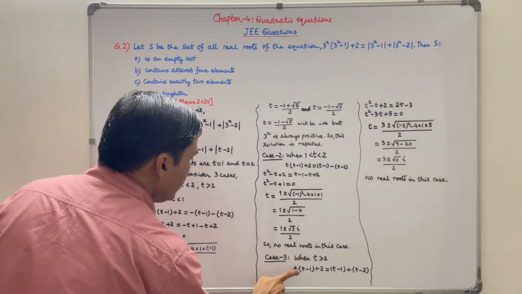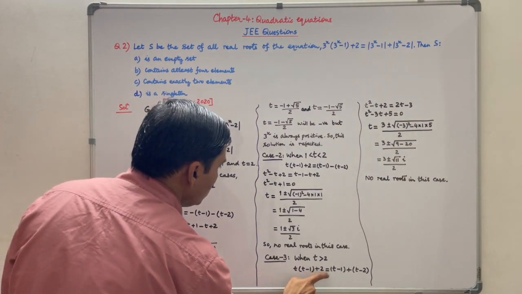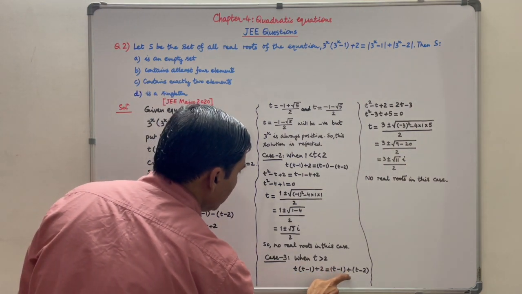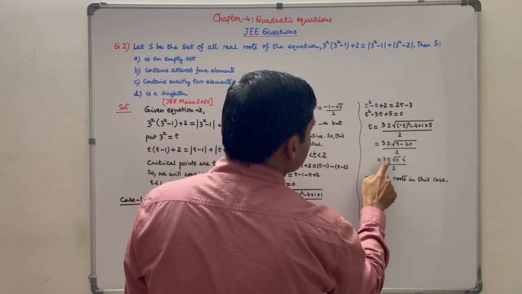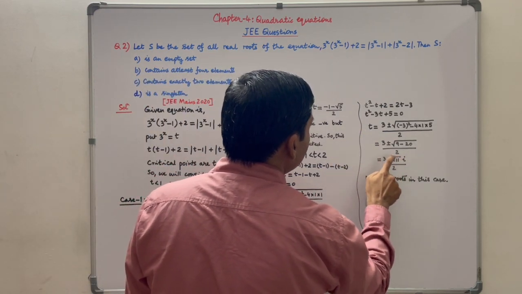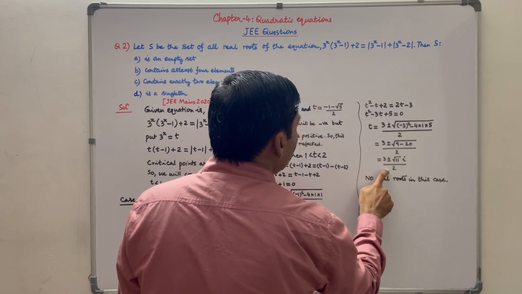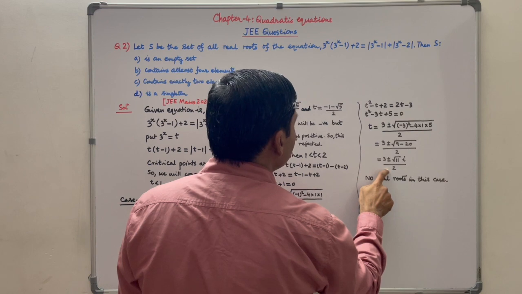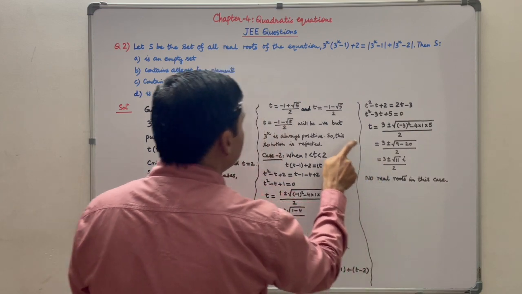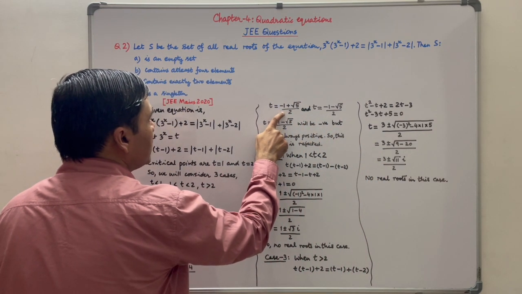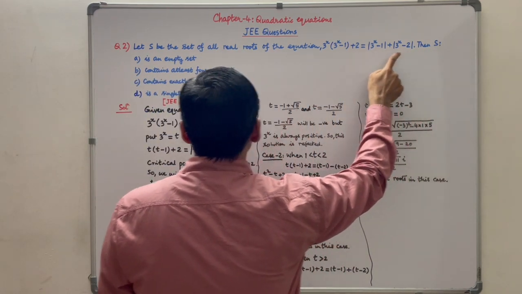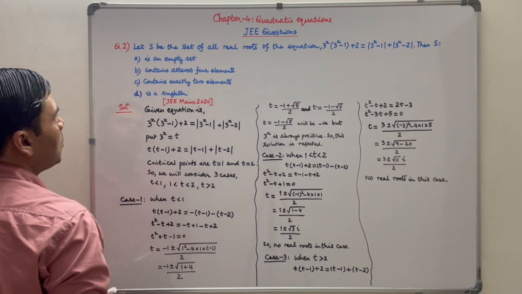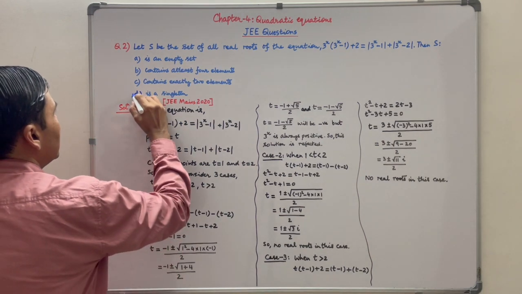So the equation will be t(t - 1) + 2 = t - 1 + t - 2. So t = (3 ± √11 i)/2. So again, both the roots will be complex. So no real solution in this case as well. So finally, we will get only one solution from here. So set S will have only one element. So it is a singleton set. So option D is correct.